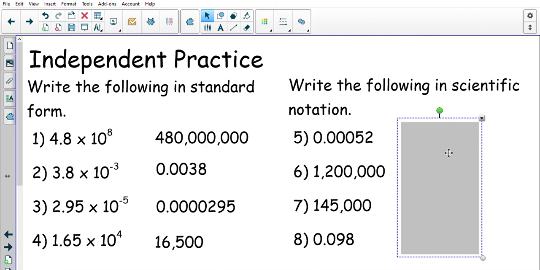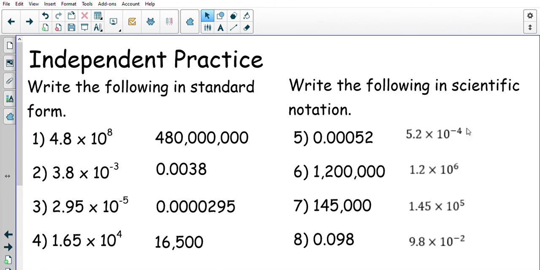Now, writing in scientific notation. Surprisingly, this is where students struggle a bit more. For number 5, move it to the right 4 places to get 5.2 times 10 to the negative 4th power. For number 6, move it to the left 6 places to get 1.2 times 10 to the 6th power. For number 7, we're going to move it to the left 5 places to get 1.45 times 10 to the 5th power. And for number 8, we're going to move it to the right 2 places to get 9.8 times 10 to the negative 2nd power. Again, don't forget this factor needs to be greater than or equal to 1 and less than 10. That's really important for us.